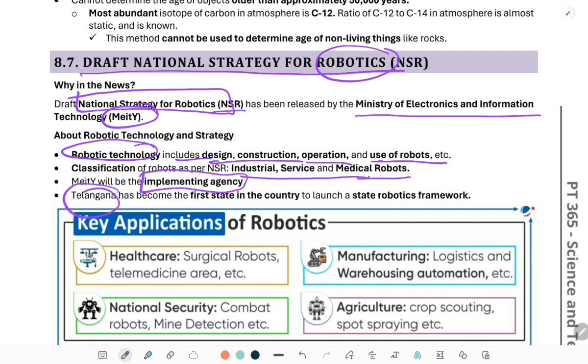And Telangana has become the first state in the country to launch the state robotics framework.